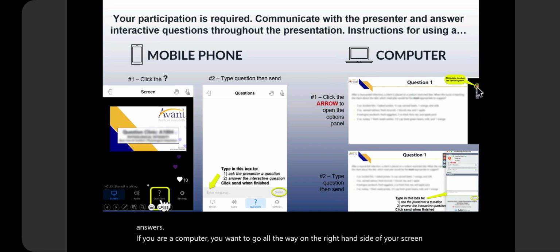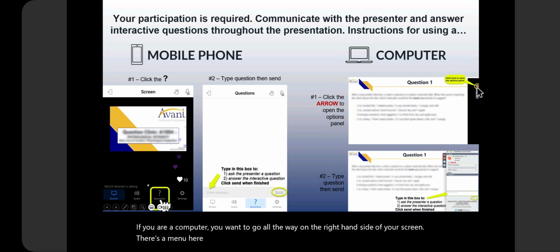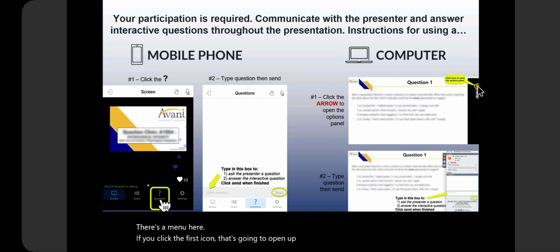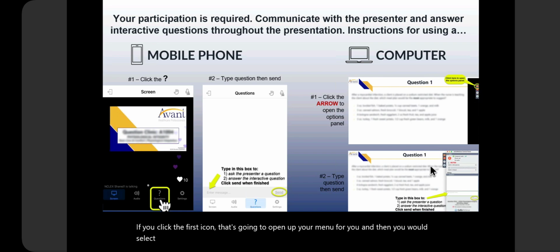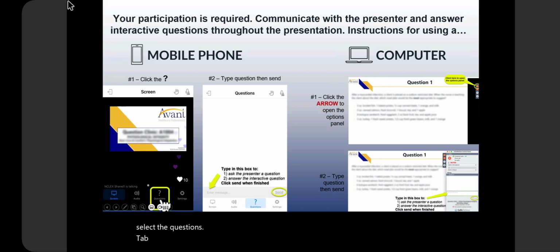If you're on a computer, you want to go all the way on the right-hand side of your screen. There's a menu here. If you click the first icon, that's going to open up your menu for you, and then you would select the questions tab. Okay.